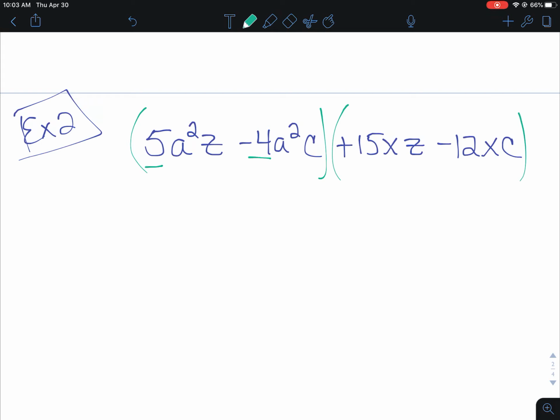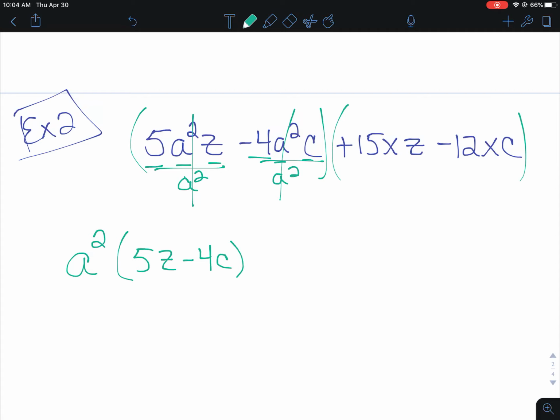Then look at the first group, 5 and 4. Well, there's nothing that I can take out of those besides 1, so then I'd go to the variables. We have a squared and a squared. Since they both have a squared in common, I can take that out. And z and c, those are not in common. So a squared is the greatest common factor. So if I divide both terms by a squared, I get 5z minus 4c. Then I go to this second group and I do the same thing.